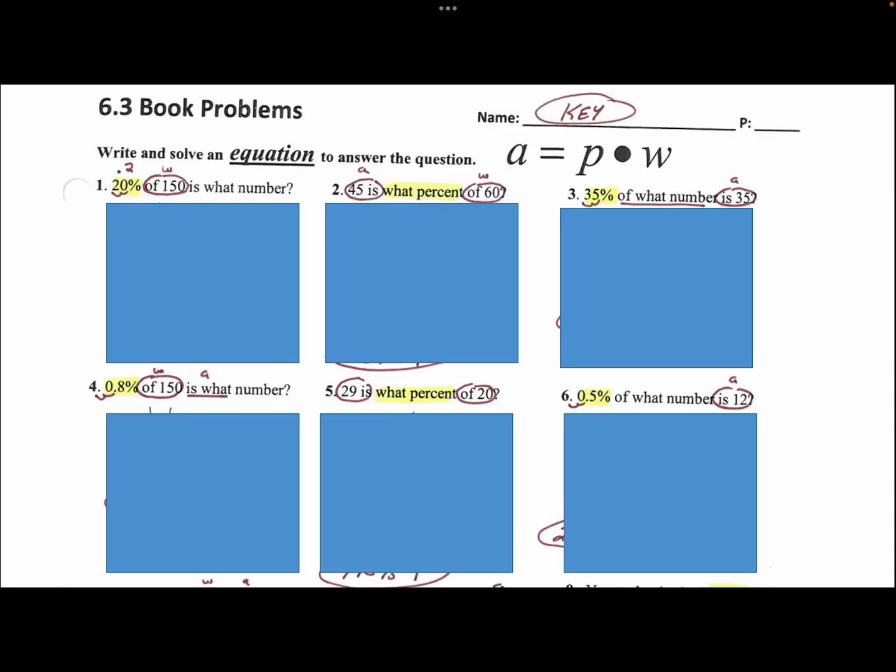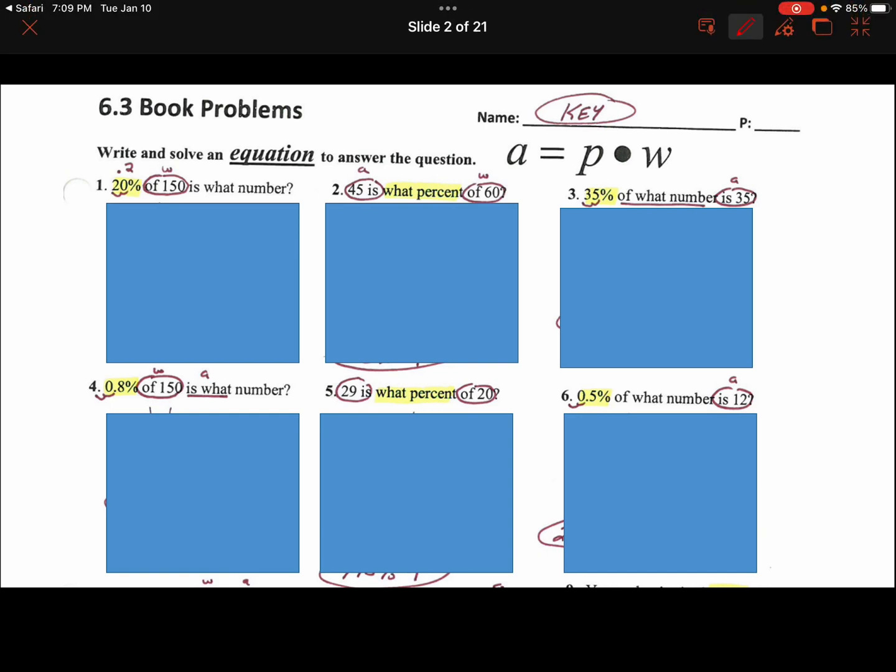Here we go. So yesterday we talked about the percent equation. The percent equation is A equals P times W. And remember the A, we're looking for the keyword is. This is our amount. And the W, we're going to look for that keyword of, the number that's attached to that. And the most important thing is that P, the percent, is the percent written as a decimal.